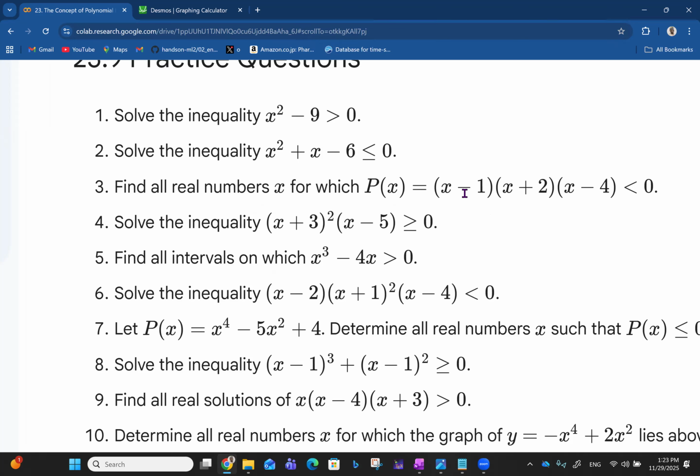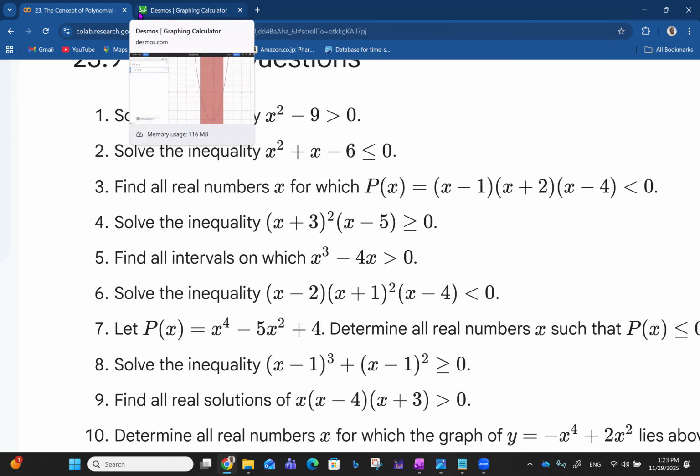Then here now we have X minus 1, X plus 2, X minus 4. So we want to find for less than 0, where the function is negative. Now, I think there's a particular pattern I have been seeing. Where the root is negative, you need to go less than that root to have the function be positive. And where it is positive, you have to go greater than that to have it negative. So let's see.